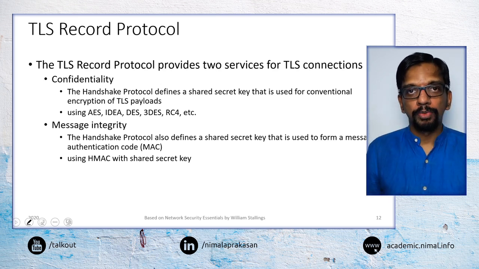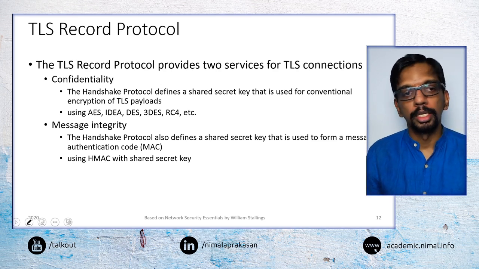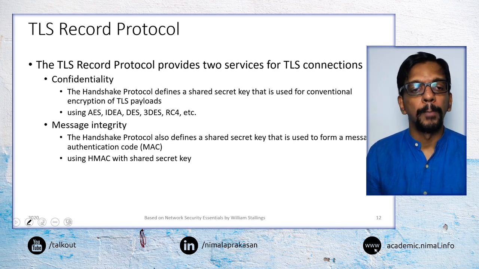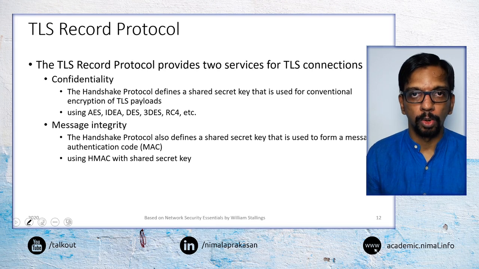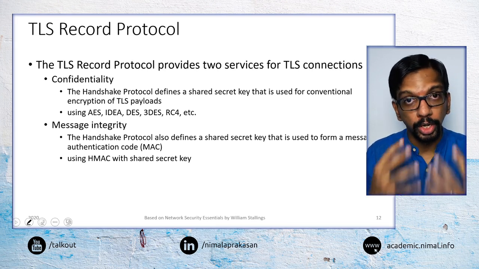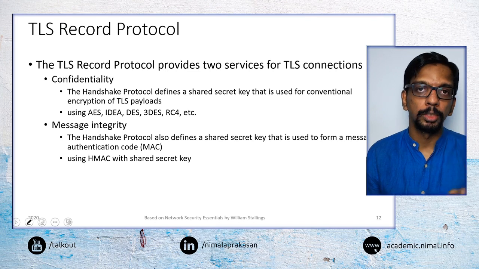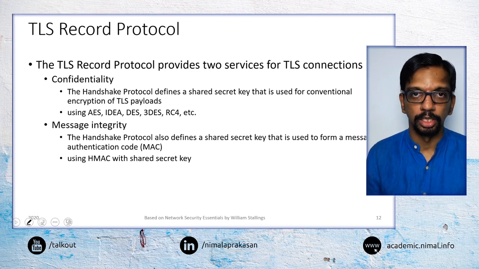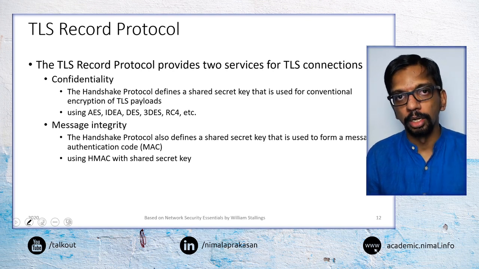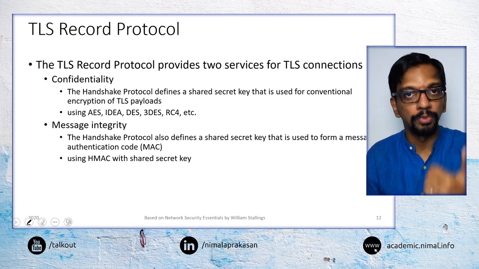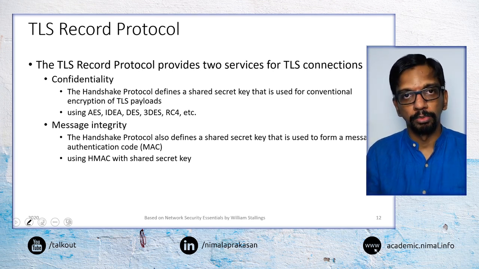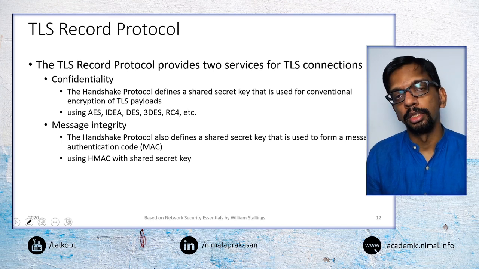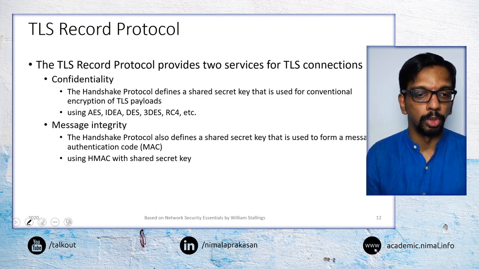The first layer of the protocol in TLS is what is called the TLS record protocol, and the main purpose of the TLS record protocol is twofold. One is providing confidentiality, and the other one is providing message integrity. As we said, two of the main requirements of web security are confidentiality and integrity, and the record protocol provides both of these.